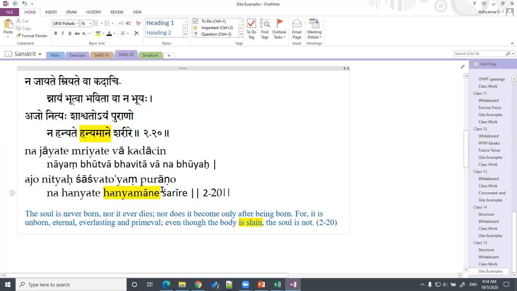That means on the body being, so sharira means body, han means to kill. So hanyamana means being killed because it's passive. So on the body being killed. So that's the meaning of hanyamane sharire. It's not locative in the sense of in the body or on the body, but when these kind of words come together, it means in the event of body being killed. So here the translation is even though the body is slain.